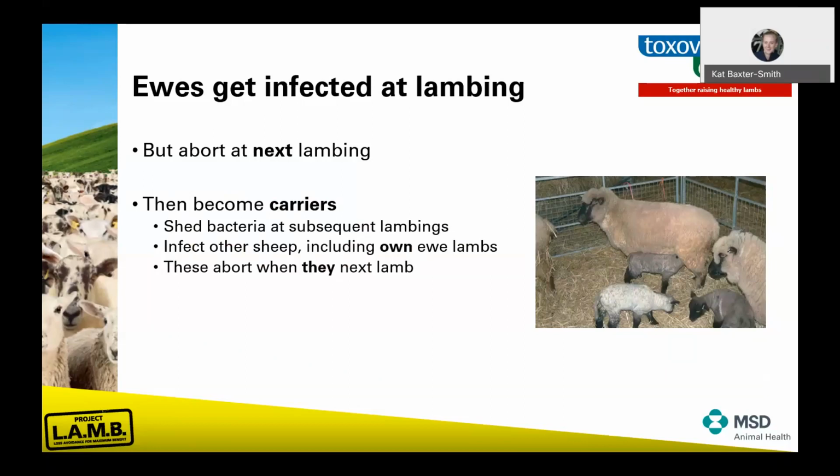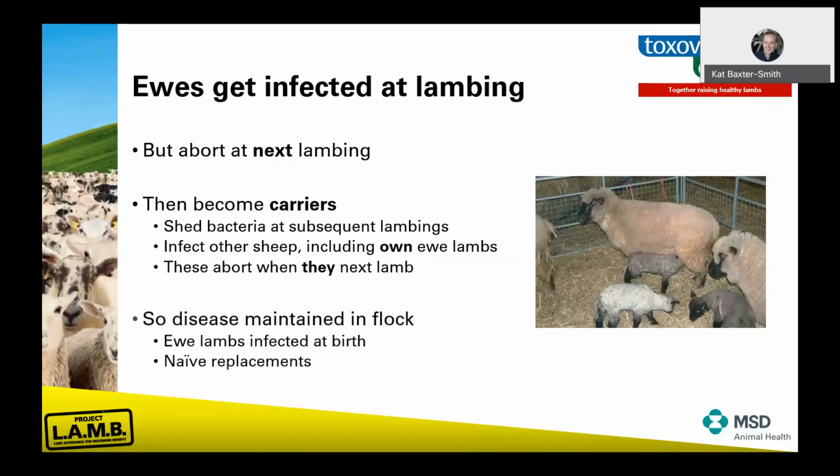So when they give birth to their own ewe lambs, those ewe lambs can be infected, and then they can abort when they lamb in a few years' time. So it just goes through the flock, cycles round and round through the flock. It's very difficult to remove unless you vaccinate. Yeah, so disease is maintained. Ewe lambs infected at birth and naive replacements.